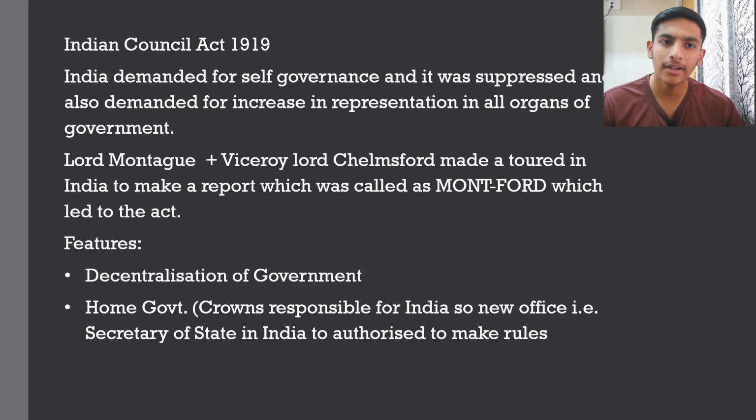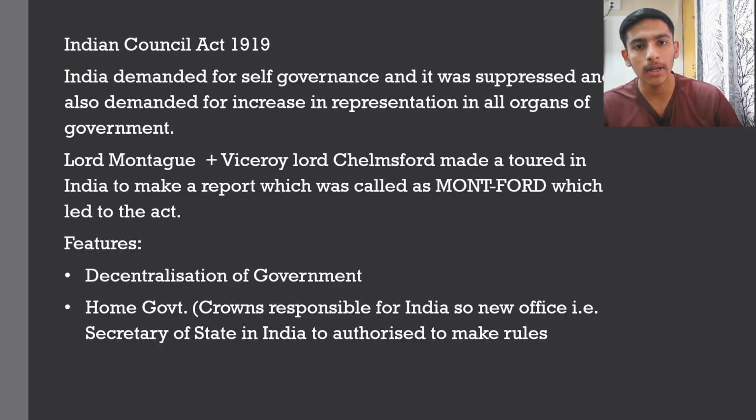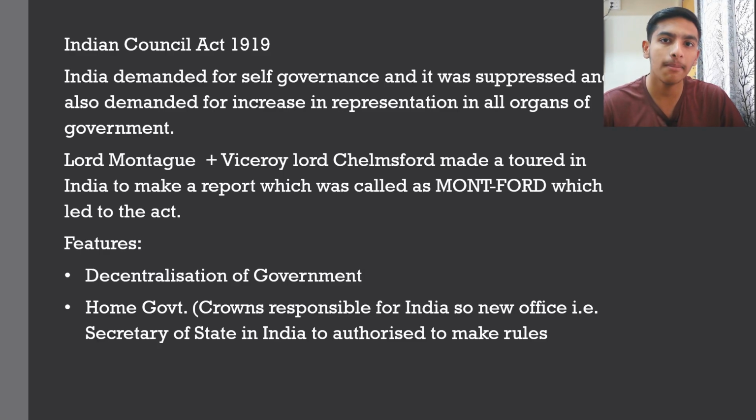And this again led to another reform, that is the Indian Council Act of 1919. This is also called the Government of India Act of 1919. In this, India demanded self-governance. From this point forward, we demanded self-governance, and slowly this led to independence. But first it was self-governance, and it was suppressed by the British. We also demanded an increase in communal representation, but an increase should be there in all organs of government.